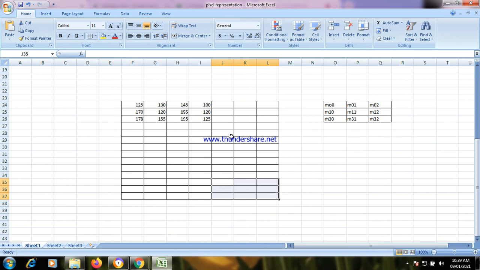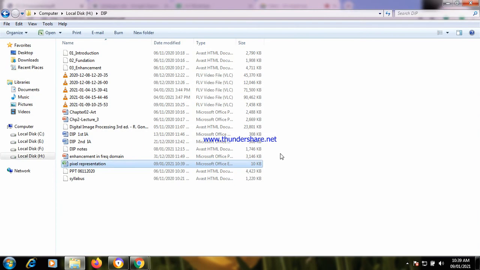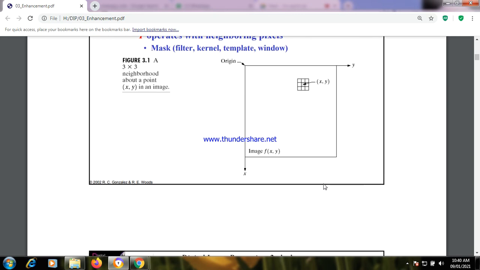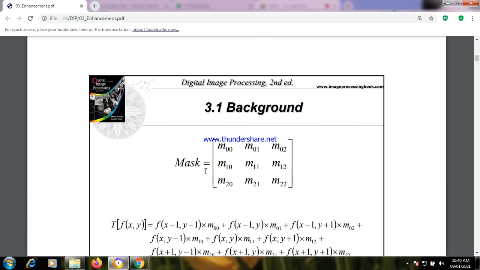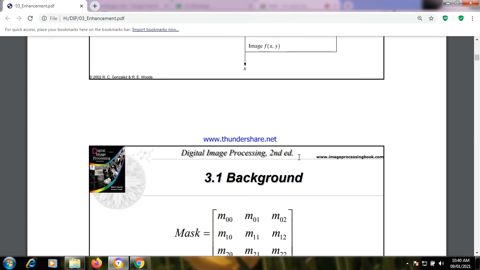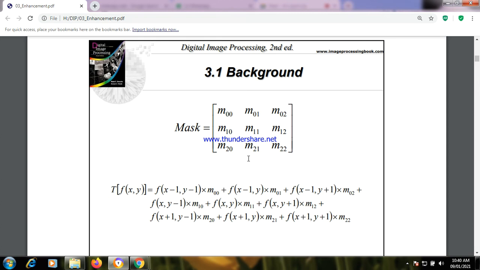Basically we use 3 cross 3 masks to remove noise in an image. This mask is sometimes called a filter, kernel, template, or window. It starts from the top leftmost side and moves in a horizontal manner, and can stop at this point. As I explained, the mask or coefficient values are multiplied with the pixels, or in simple words, you are just taking the average of all the neighborhood pixels.